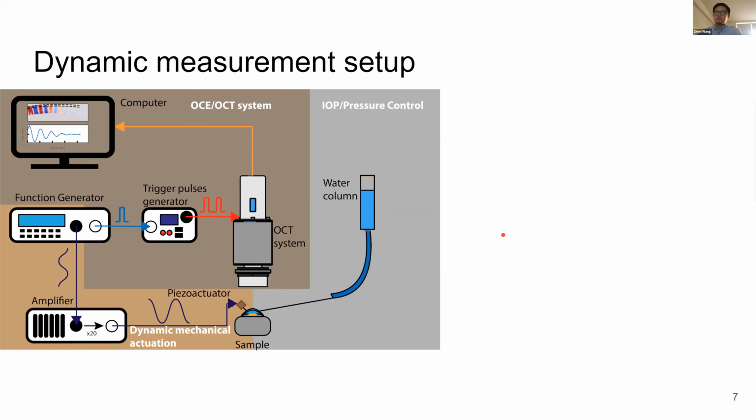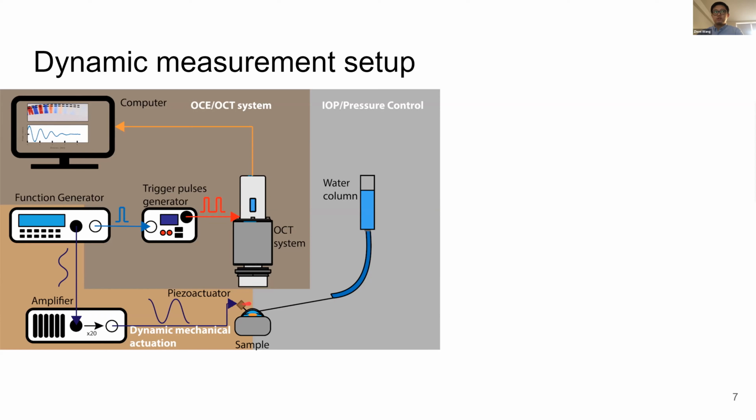So our setup consists of three major parts. The measurement setup has three major parts. For the dynamic mechanical actuation, we have a function generator that can generate harmonic signals. This signal will drive this piezo actuator at a certain frequency. So this actuator will be put in contact with the sample surface so that the mechanical energy can be transferred to the sample to excite the dynamic behavior of the sample. In this case, the sample is the cornea.